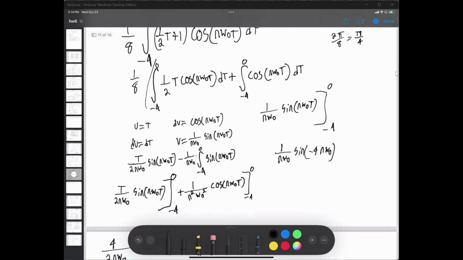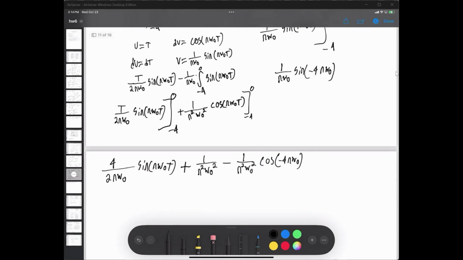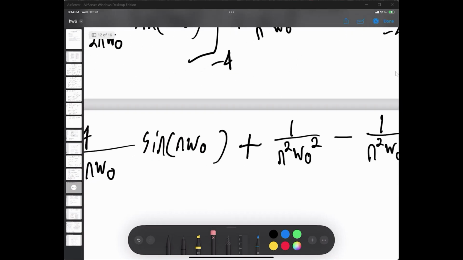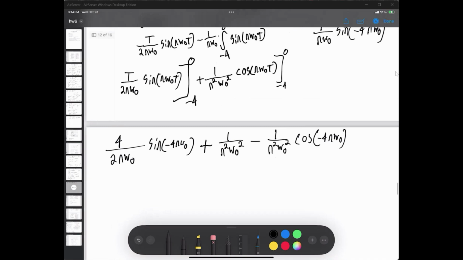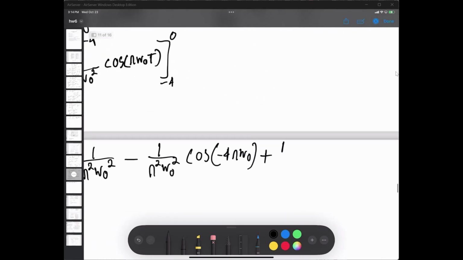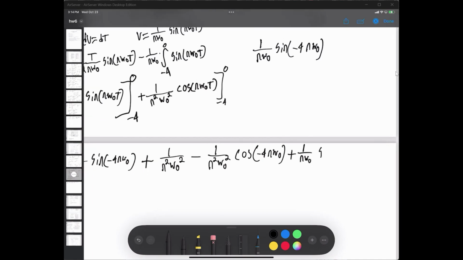Okay. Forgot to evaluate this. There shouldn't be a t in there. Should be a -4 and omega naught. Caught that one. That's going to be a sine of negative 4n omega naught. Okay.